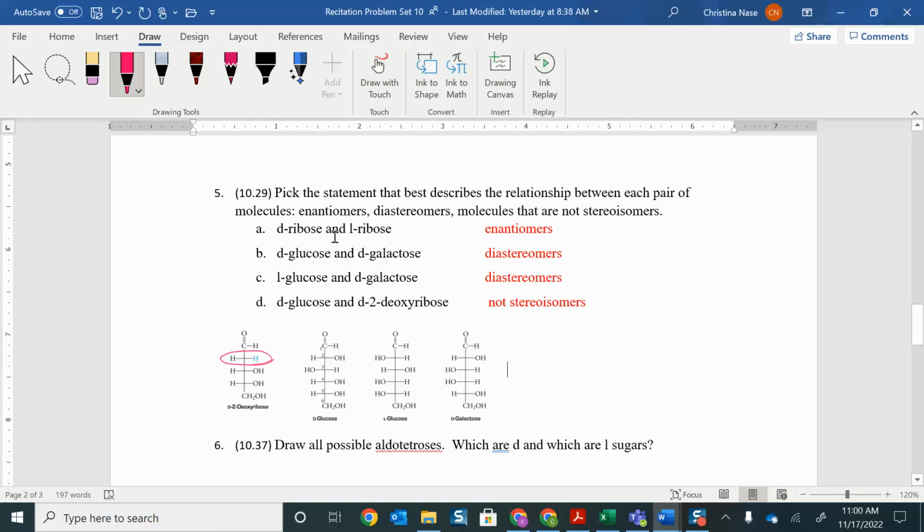There we go. So if it's a D and L and they have the same name, same sugar, they're going to be enantiomers. Diastereomers are going to be things that are not mirror images of each other, but still have the same number of carbons, hydrogens, oxygens. And then if they have a different number of carbons, hydrogens, oxygens, they're going to be not stereoisomers at all.